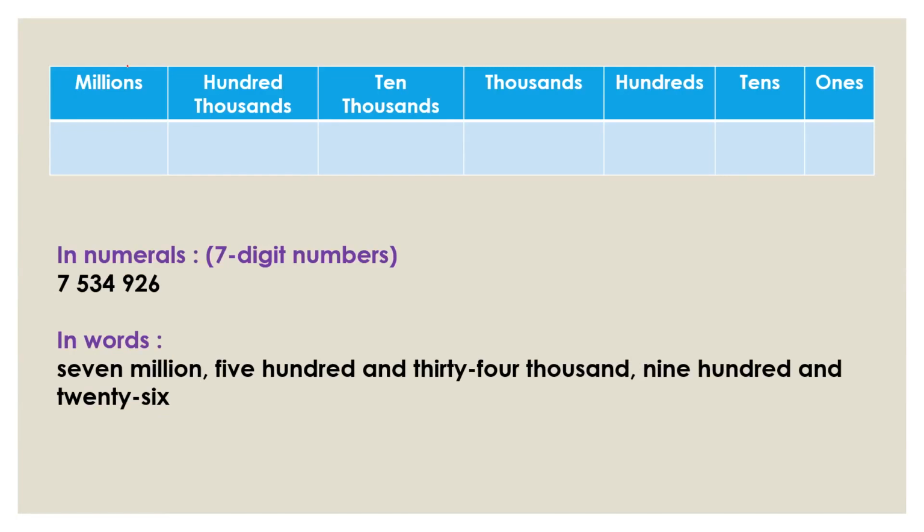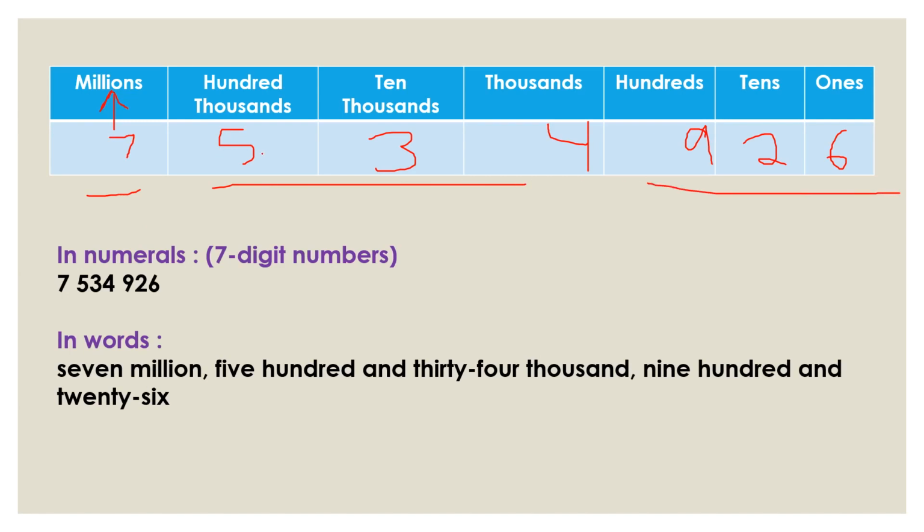Over here, there is a place value table and then how to write in numerals. For example, using the 7-digit number 7, 5, 3, 4, 9, 2, 6. And then as you can see here, 7 is in the millions place. So we will read it as 7 million, 534,926.